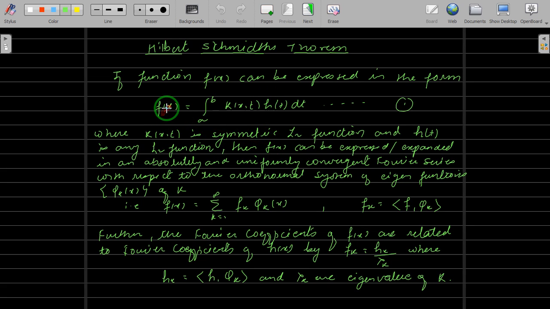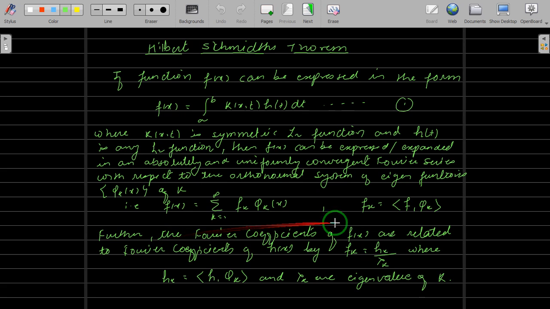Then this f(x) can be expanded in an absolutely and uniformly convergent Fourier series. I hope you have already studied the course on Fourier series and Fourier transformations. So you can express f(x) in an absolutely and uniformly convergent Fourier series with respect to the orthonormal system of eigenfunctions. We already proved that the eigenfunctions of K can be orthonormalized, so we can write f(x) as a series of f_k phi_k(x), where the phi_k are the orthonormal system of eigenfunctions, and f_k is given by the inner product of f(x) with phi_k.